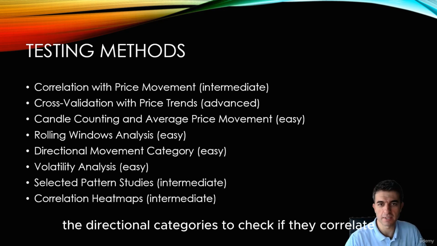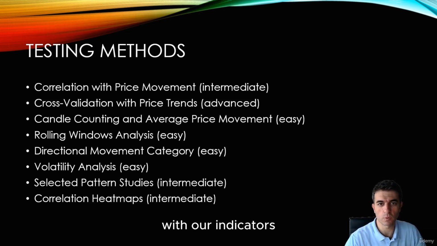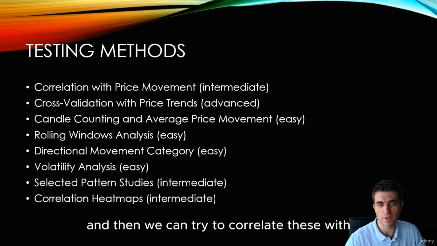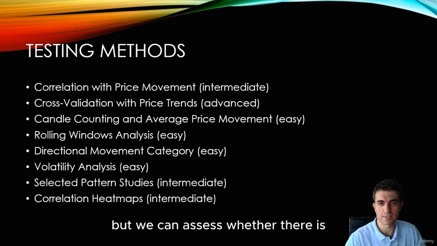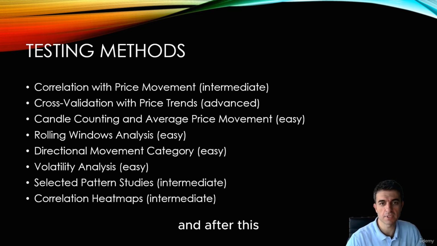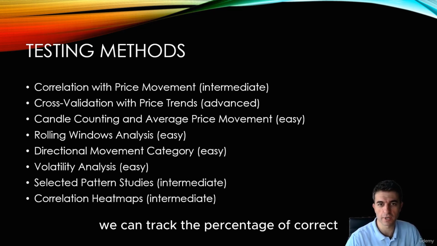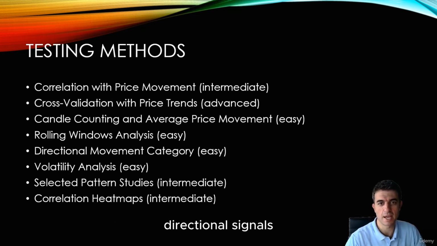Then we can use the directional categories to check if they correlate with our indicators. So now we have 3 categories of the future of the price, and then we can try to correlate these with our indicator if we are trying to test an indicator. So we can assess whether there is any correlation between the indicator and the future price category. And after this, we can track the percentage of correct directional signals and measure their significance. So we would have a percentage of how many times our indicator predicted the trend or the future trend correctly.